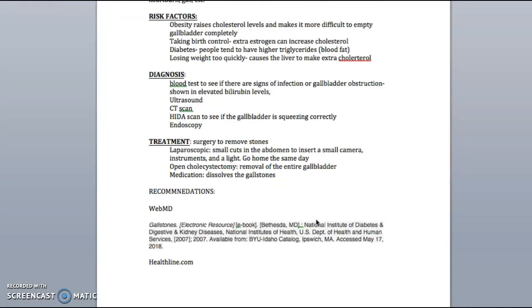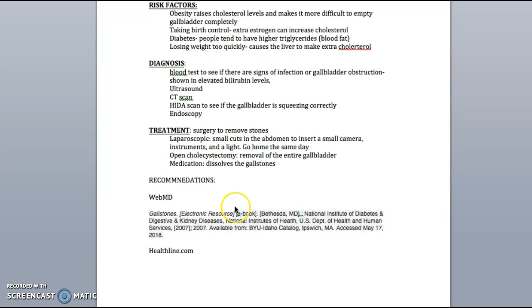And that's about it. So I got my sources from WebMD, Healthline, and then my peer-reviewed source is a good site I found through the BYU Idaho library. It was by the National Institute of Diabetes and Digestive and Kidney Diseases.